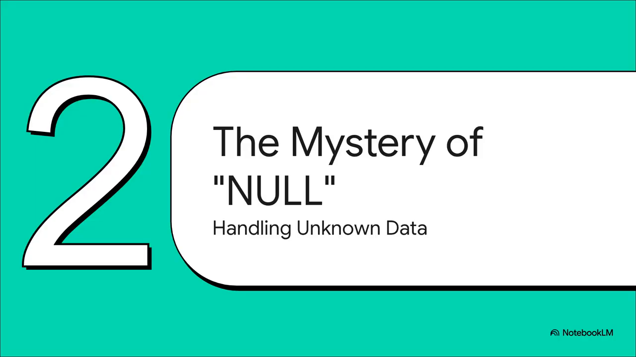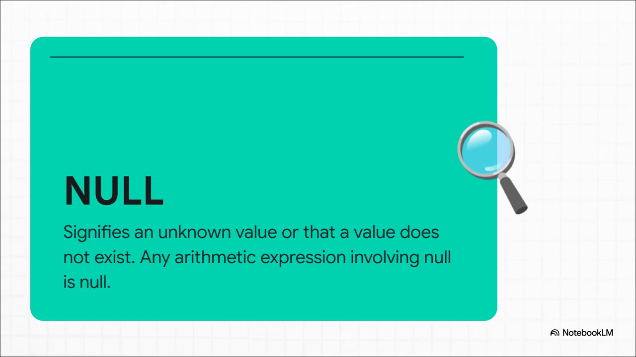Now for our second tool. This one tackles something you will see all the time in real-world data: messiness. Optional fields on a form, data that never got entered. It happens. In the world of SQL, these missing values have a special name: null. First things first, I want you to burn this into your brain. Null is not 0. It's not an empty space or an empty string. Null means we don't know. It's a placeholder for a value that is totally unknown.